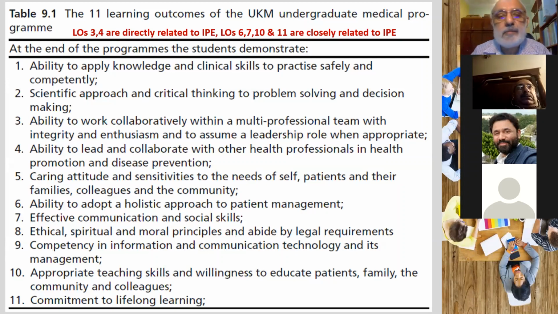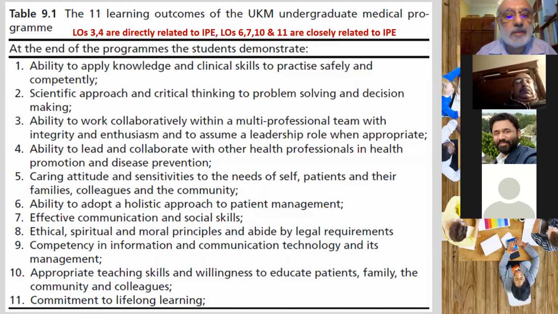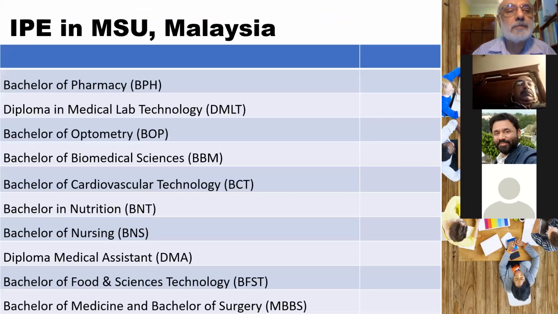In the National University of Malaysia, they have changed their learning outcomes to include IPE in their undergraduate program. If you look at outcome number 3, ability to work collaboratively with a multi-professional team with integrity and enthusiasm, and to assume a leadership role when appropriate. Learning outcome 4, ability to lead and collaborate with other health professionals in health promotion and disease prevention. So the National University of Malaysia has included interprofessional education aspects in their undergraduate program and adjusted their learning outcomes accordingly.